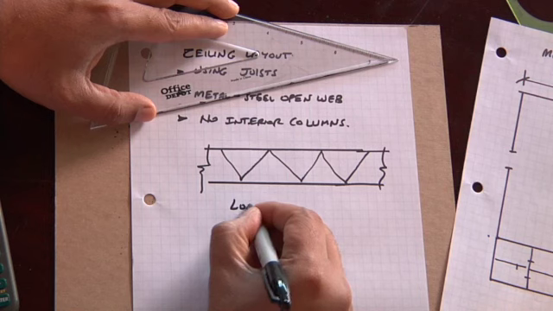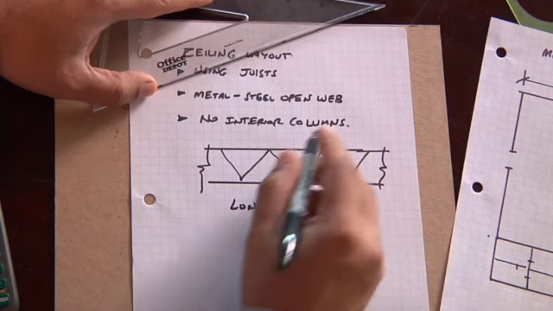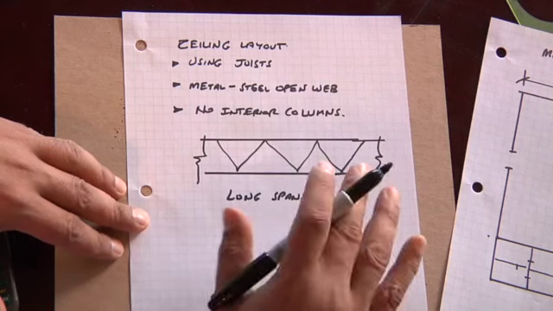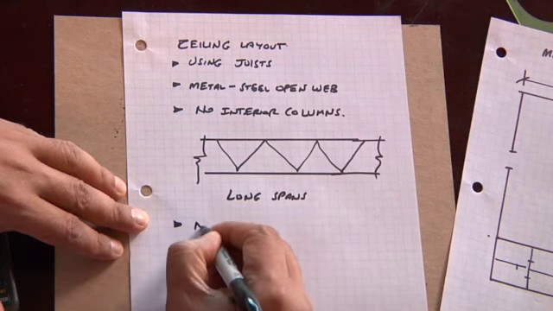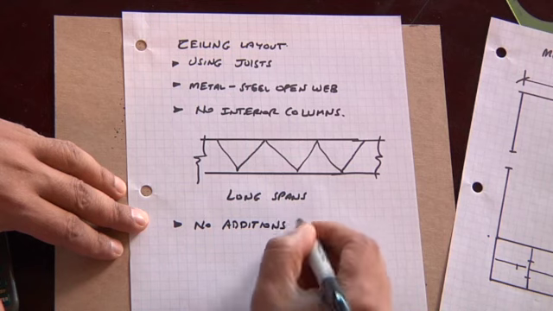They're specifically made for long spans. And when they tell you no interior columns, what they're giving you a tip on is that they don't want you adding anything. They don't want you to make any additions or modifications to the floor plan. That's pretty typical on these problems.